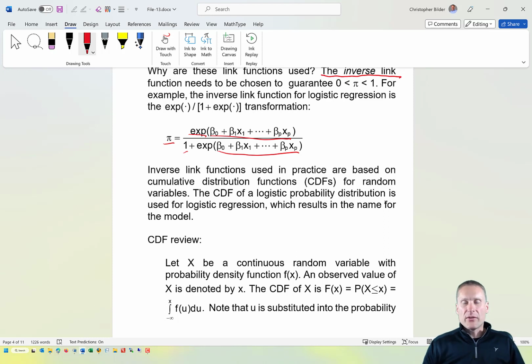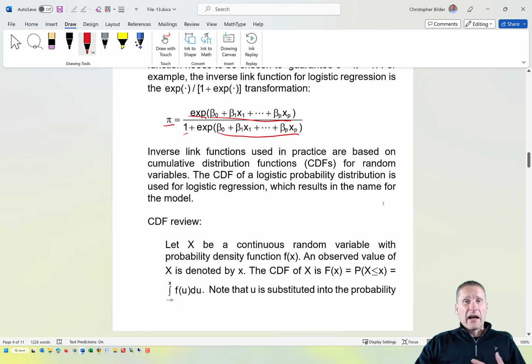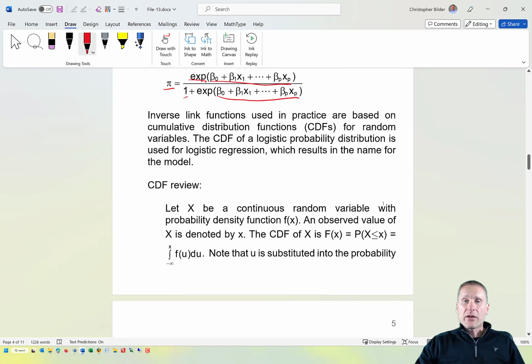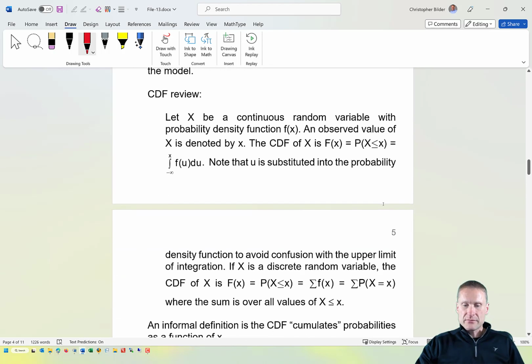Now, these inverse link functions actually are chosen to be the cumulative distribution functions for particular probability distributions. It's kind of interesting. For those of you who are not necessarily sure what a cumulative distribution function is, here is a brief introduction. This is a common topic, for example, in a mathematical statistics course. So if you want to know more about that, you can take a look at my mathematical statistics course notes that I have available on chrismiller.com.